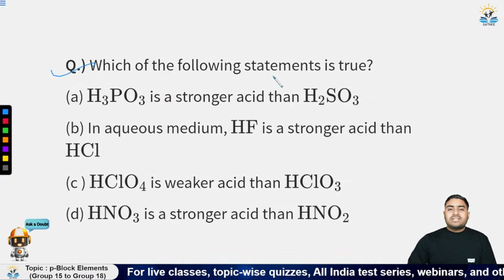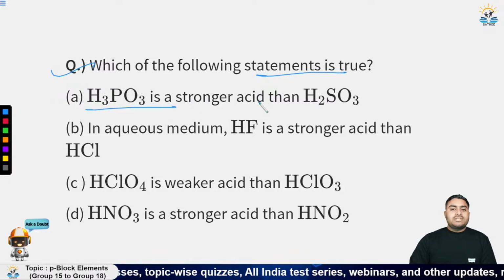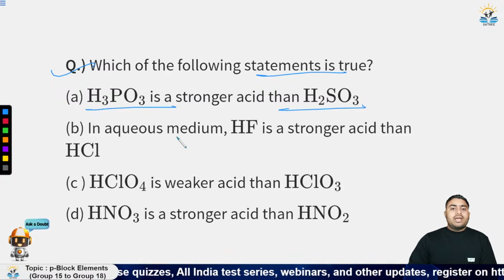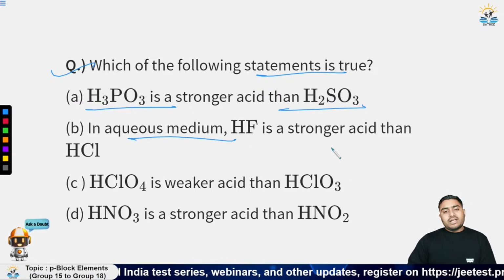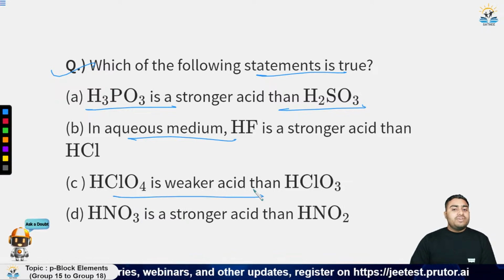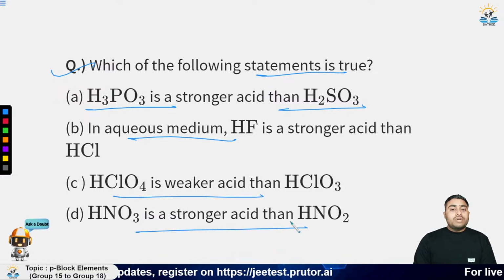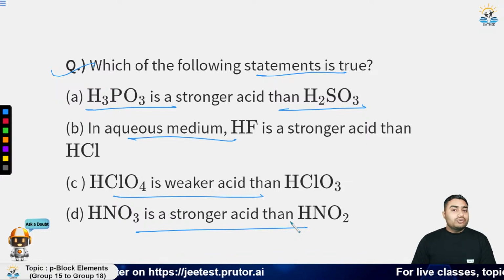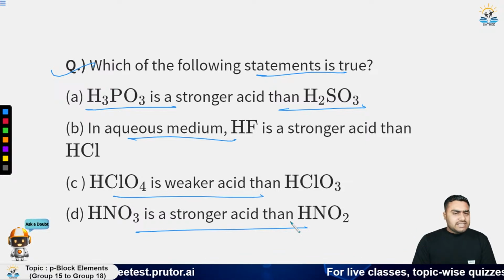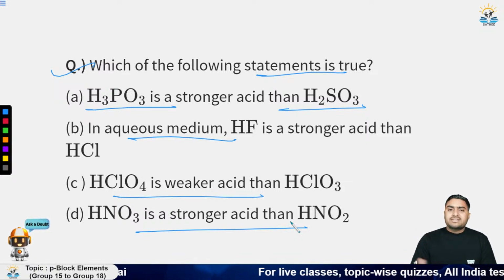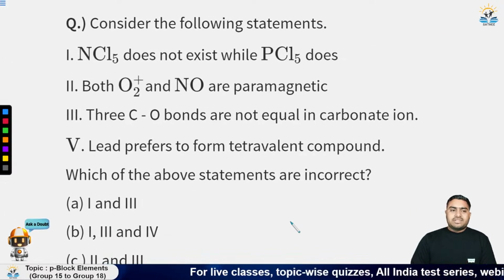Next, which of the following statements is true? H3PO3 is a stronger acid than H2SO3. In aqueous medium, HF is a stronger acid than HCl. HClO4 is a weaker acid than HClO3. HNO3 is a stronger acid than HNO2. So you have to check the answers according to what you know very well: the acid can release H positive and then you will get the conjugate base, and you can check the stability of the conjugate base.